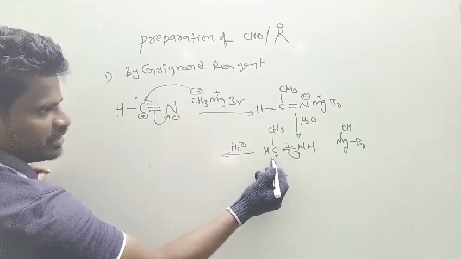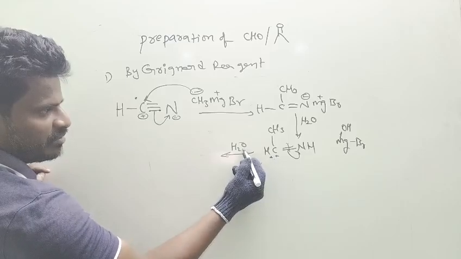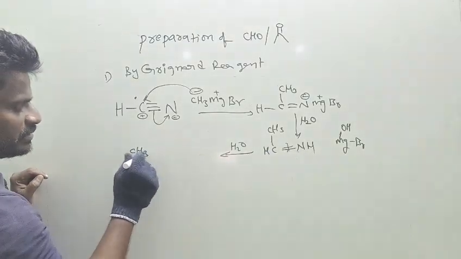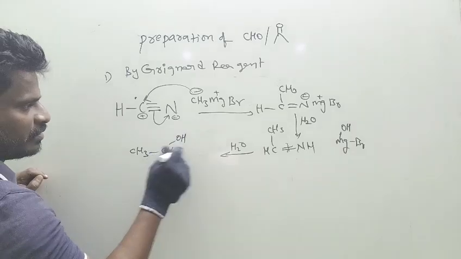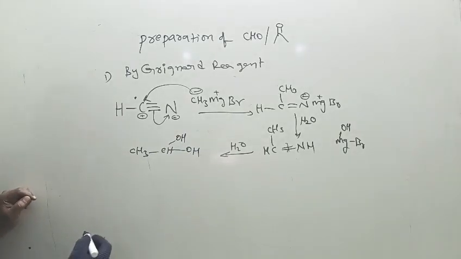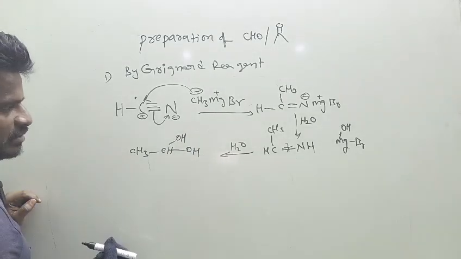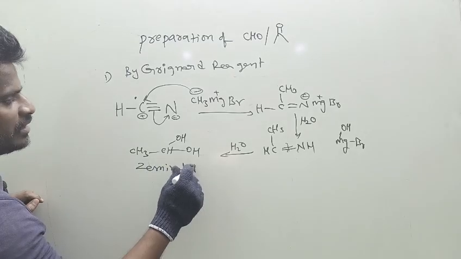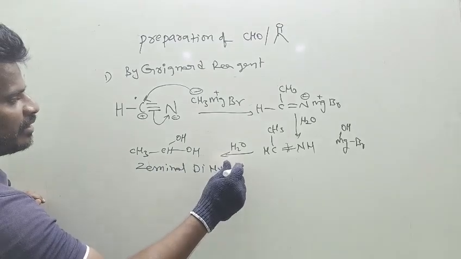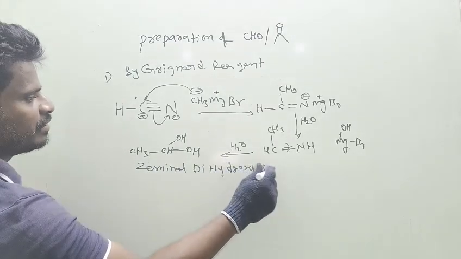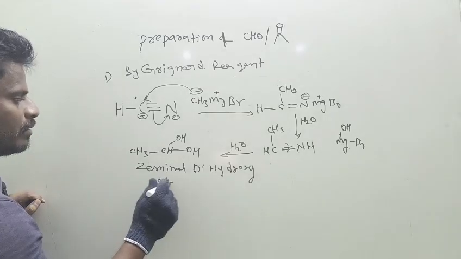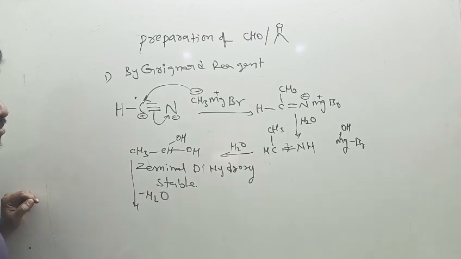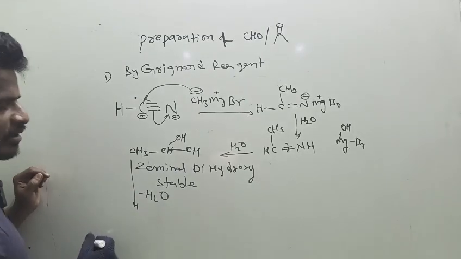By the breaking of these bonds, carbon gains two positive charges. These two positive charges are bonded by OH minus ions from the H2O. Finally, CH3, CH, OH and OH, this compound is obtained when imines undergo hydrolysis. It is the geminal dihydroxy. Geminal dihydroxy is unstable. By the elimination of H2O from the geminal dihydroxy compound, we get an aldehyde or ketone.